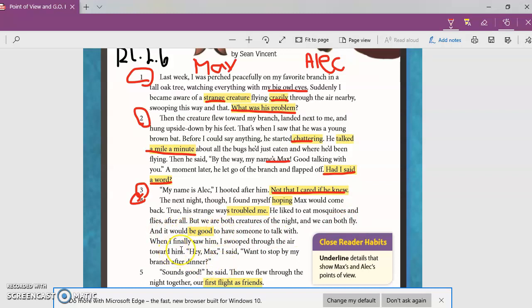When I finally saw him, I swooped through the air towards him. "Hey, Max," I said, "want to stop by my branch after dinner?"